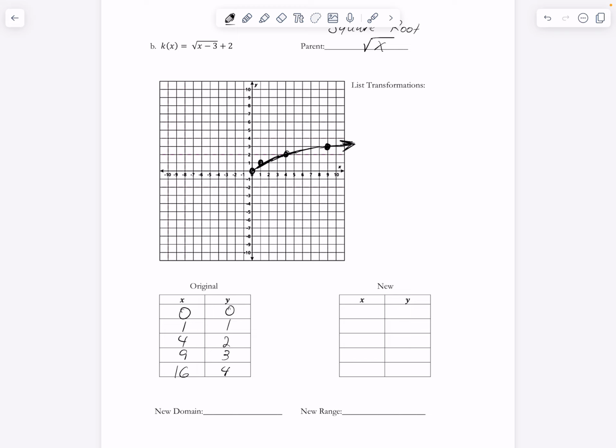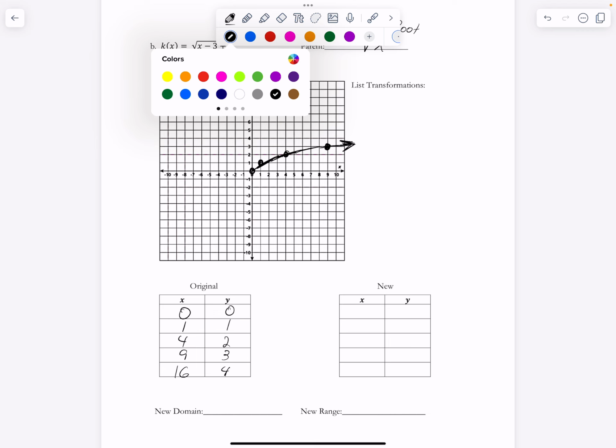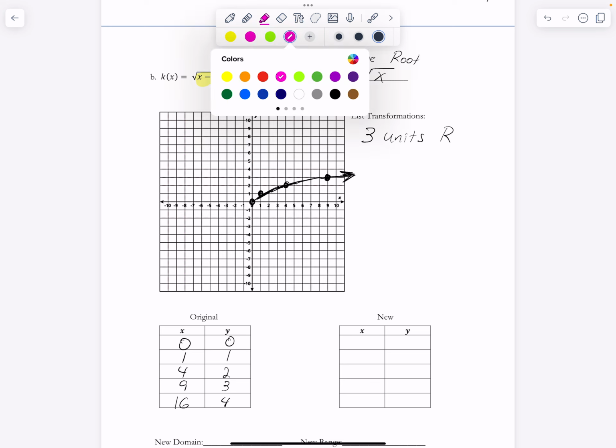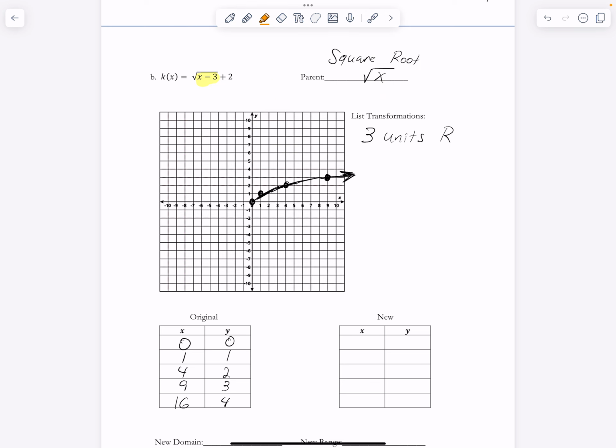All right, so now the new one here, based on these transformations, is, I see inside, let's get some new colors here. Inside, I see -3, so that's going to be 3 units to the right. And then outside, mix it up. Outside, I see +2, so that's going to be 2 units up. I don't see any vertical stretch or compression or anything else, so it's just going to be 2 transformations here.